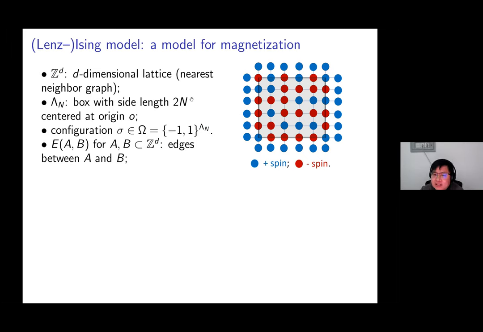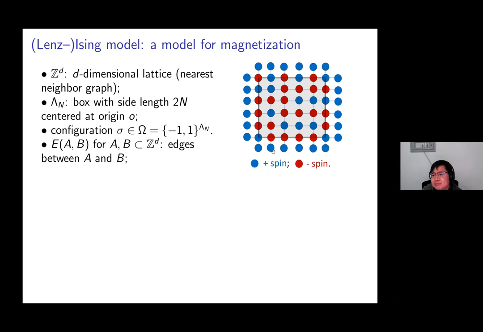Let me first define what the Ising model is. It's a model for magnetization. Mathematically speaking, it can be defined on a general graph or even a general network, but for simplicity, let's just focus on lattices. We consider a box, as I show you in this picture. A configuration assigns each vertex in the box either a plus spin or a minus spin, as drawn in the picture. It's in blue or in red.